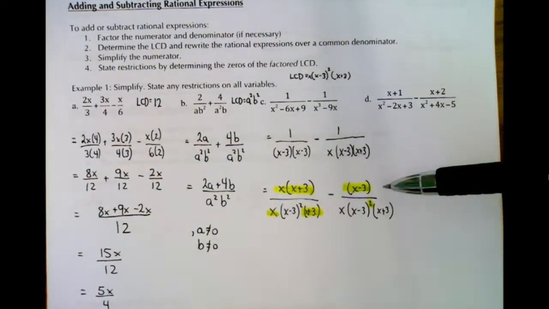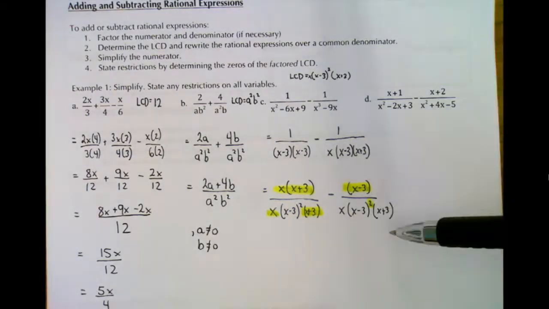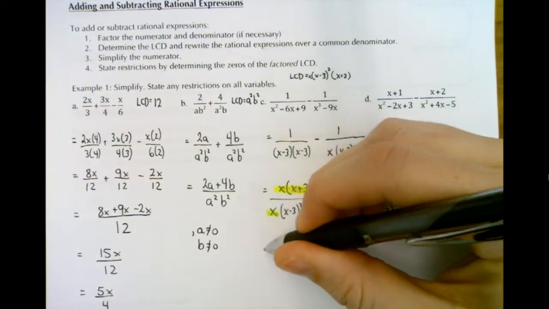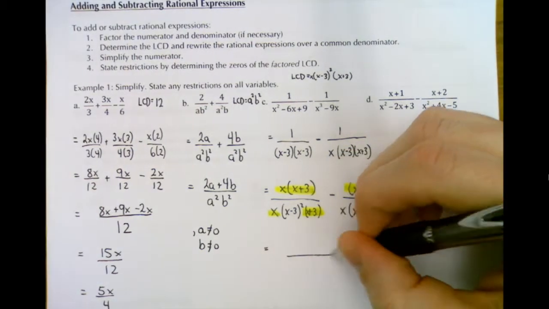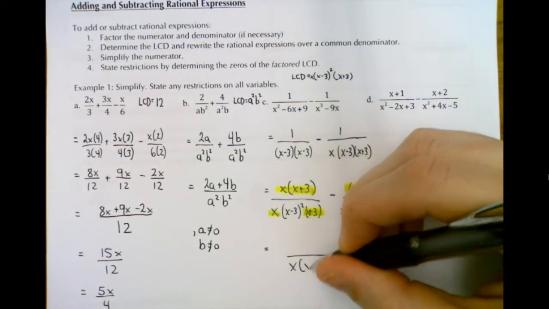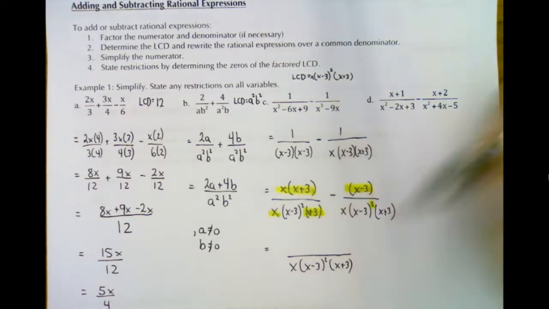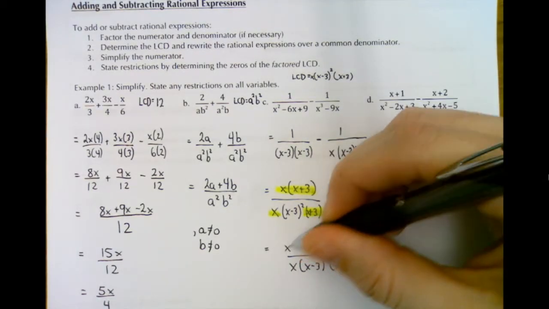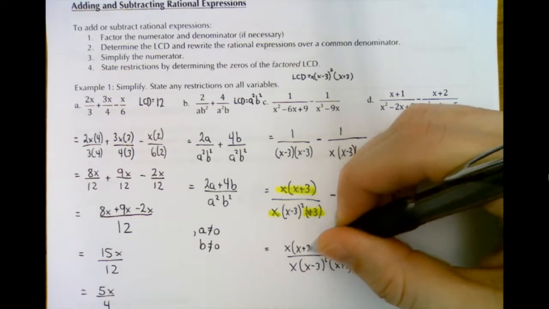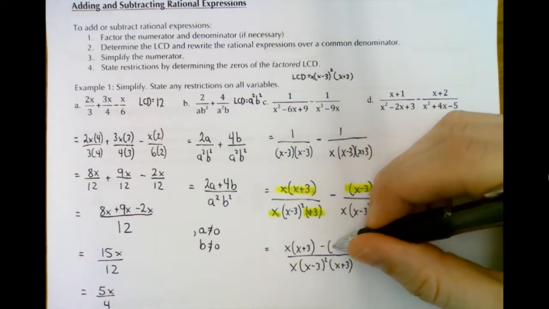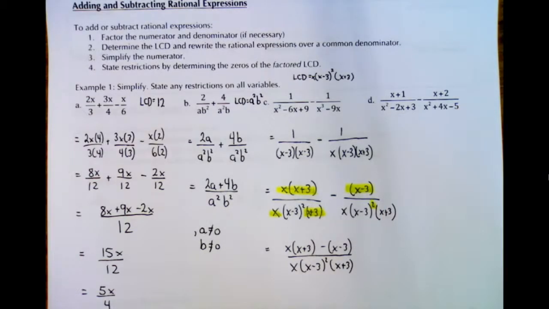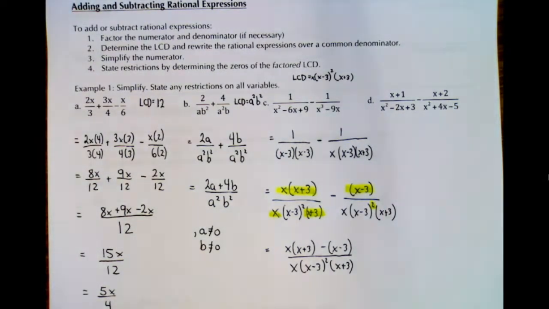Now, what can we do? Well, we can write it over one common denominator. And that common denominator would be x minus 3 squared, x plus 3. And on the top, we've got x times x plus 3 minus x minus 3. And now we've created one fraction.